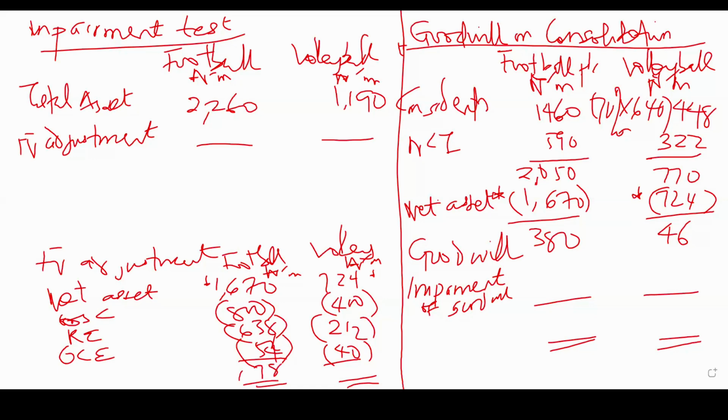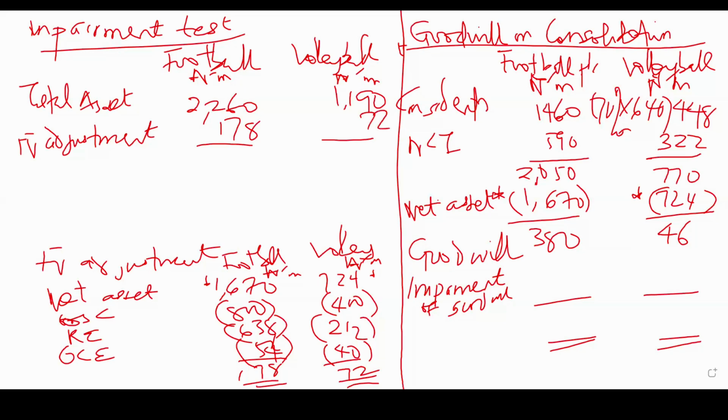Now do the same for Volleyball. If you do the same for Volleyball, this is 252 plus this is 752. I mean, Volleyball is 652. So 724 minus 652. What do you get? 72. So here I have 178 and here I have 72.